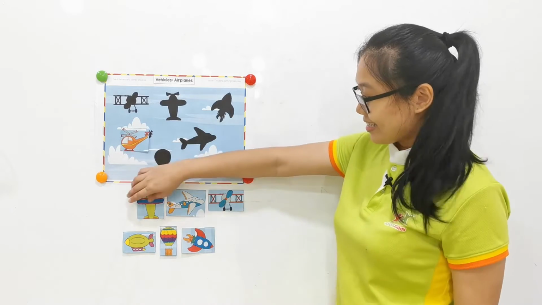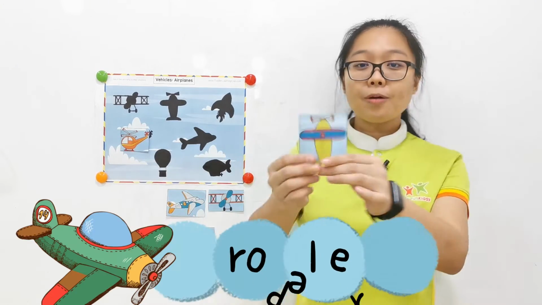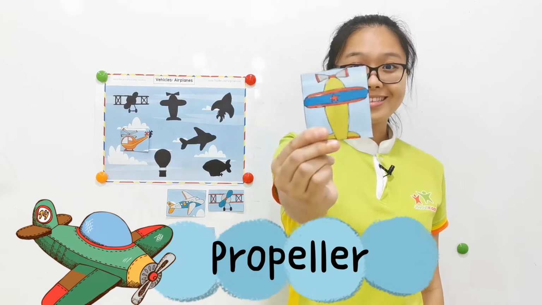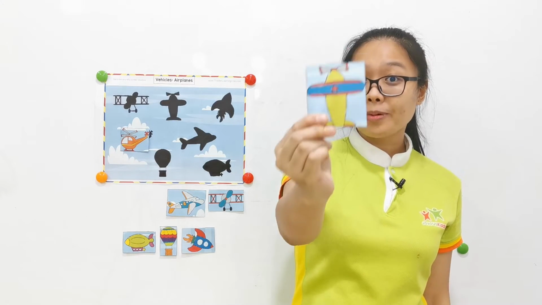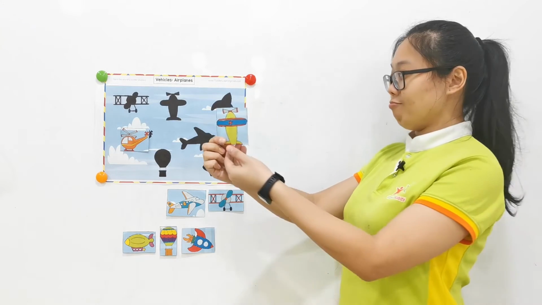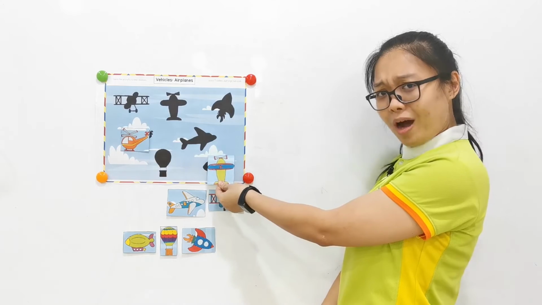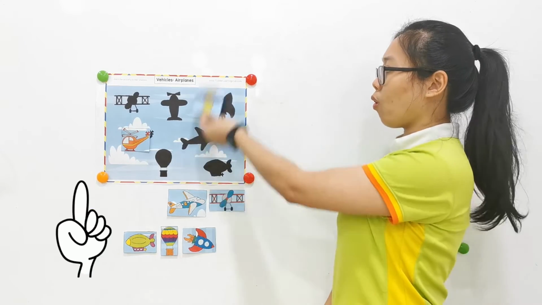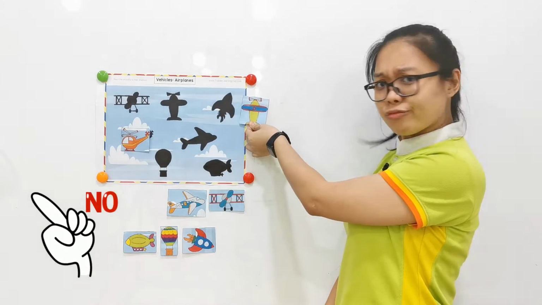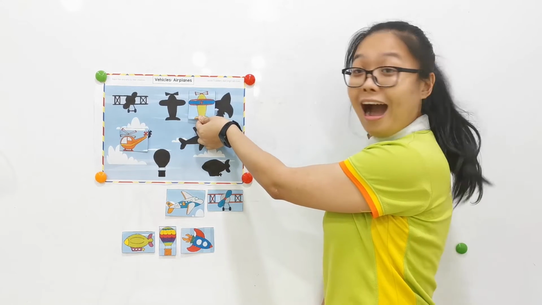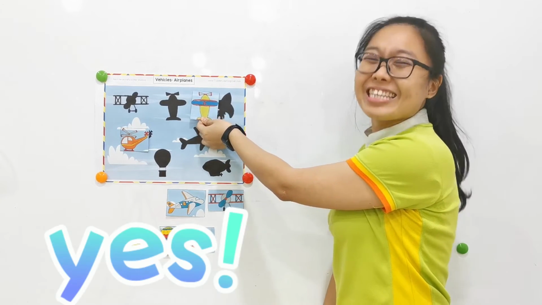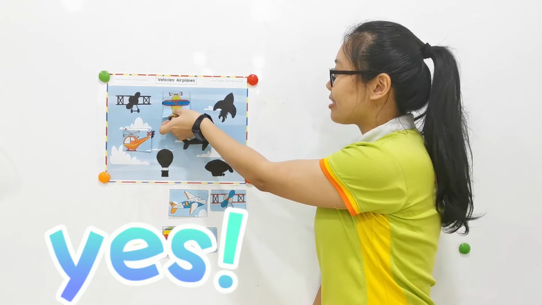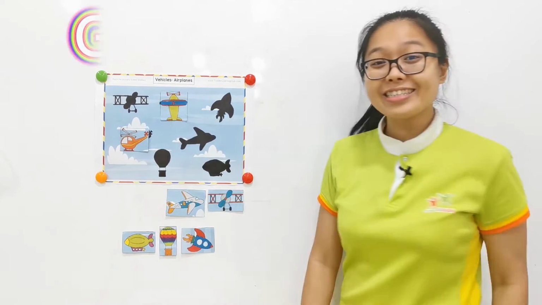Next one. This is the propeller. Propeller. Can you find the shadow of the propeller? Let's try. Is it this one? No. Is it this one? No. Is it this one? Yes. Paste on it. Very good.